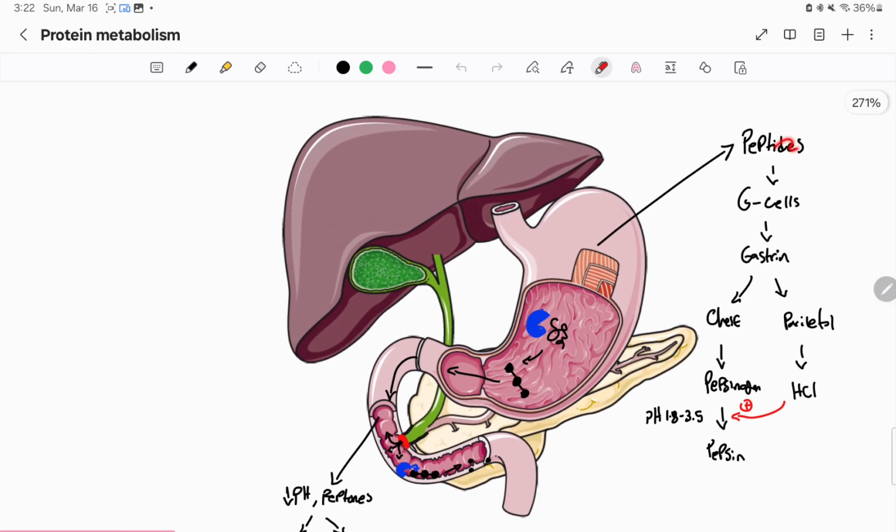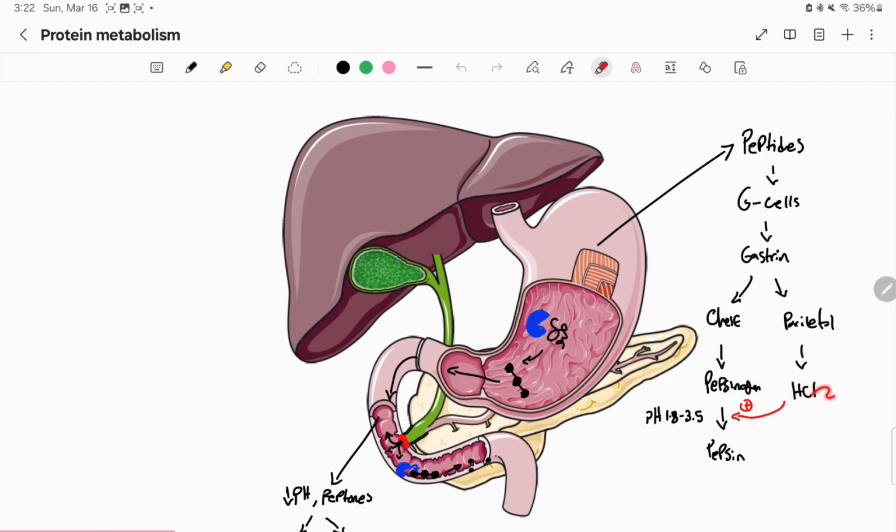So if you guys remember from my first video on the gastric system, within the actual stomach, peptides are going to stimulate the activity of these G cells. And these G cells will produce a hormone called gastrin. Gastrin will go and act on the chief cells and the parietal cells of the stomach. The parietal cells make hydrochloric acid, making the inside of the stomach very acidic, and the chief cells produce this protein digesting enzyme that is inactive called pepsinogen.